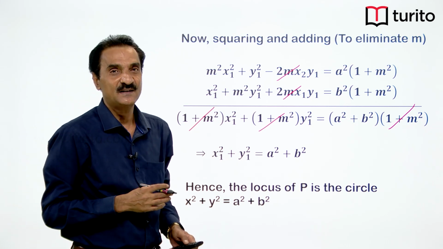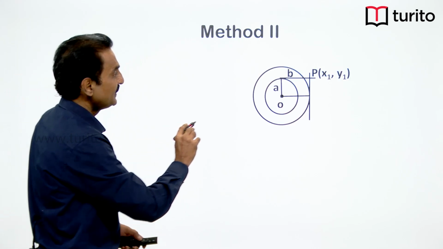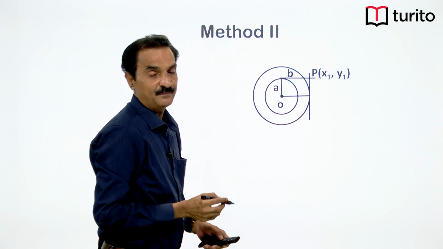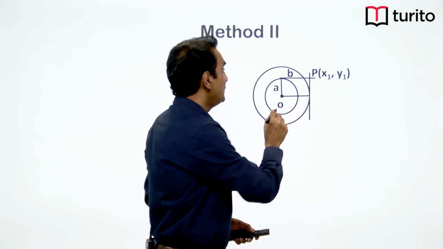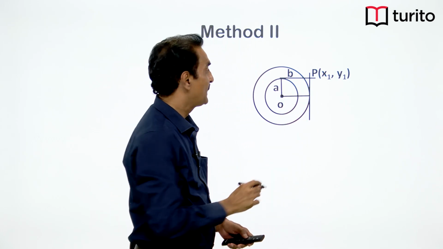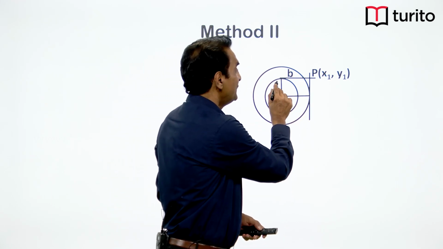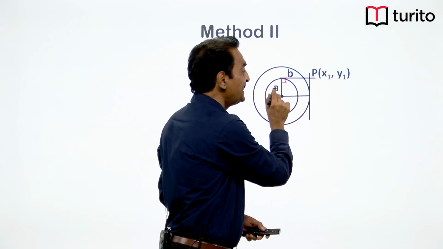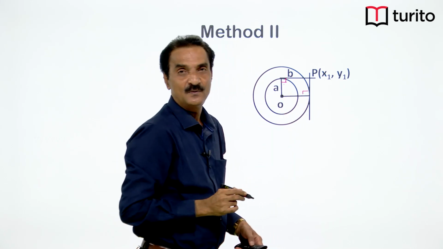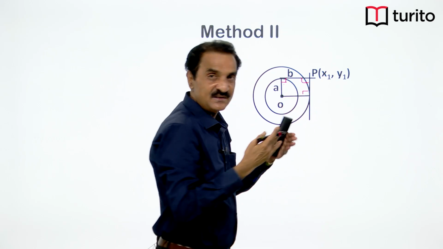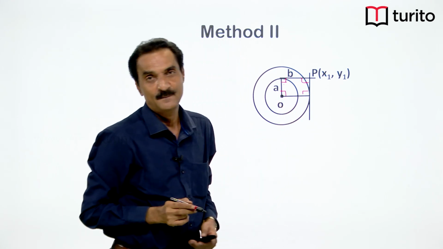So, let us discuss another method, method 2. In this method, again take the same diagram. This is radius of the smaller circle A, this is the radius of the larger circle B. They intersect at P x1 y1. Now, observe it, angle between tangent and radius is always 90 degrees. So, this is pi by 2, similarly this is also pi by 2 and this is pi by 2 because tangents should be perpendicular to each other. If these three angles are pi by 2, then this is also pi by 2.